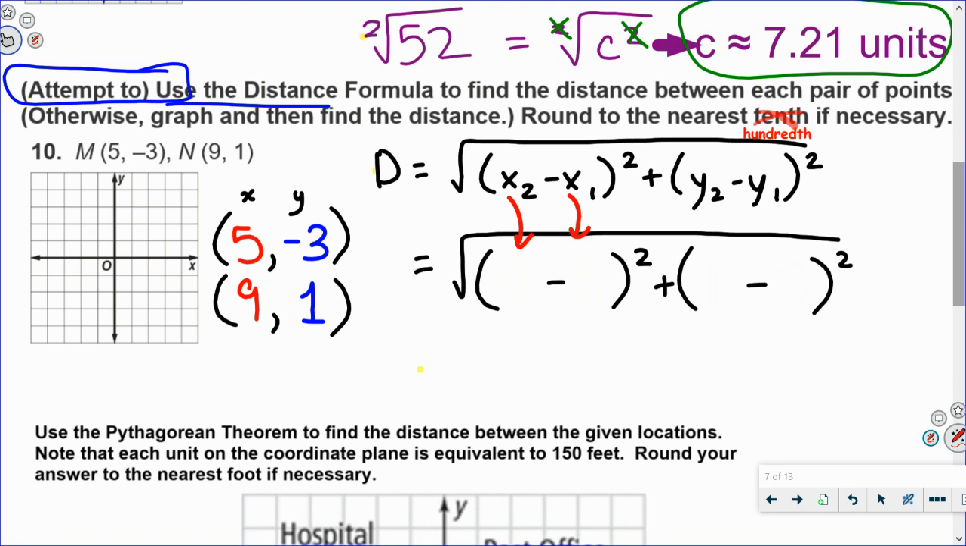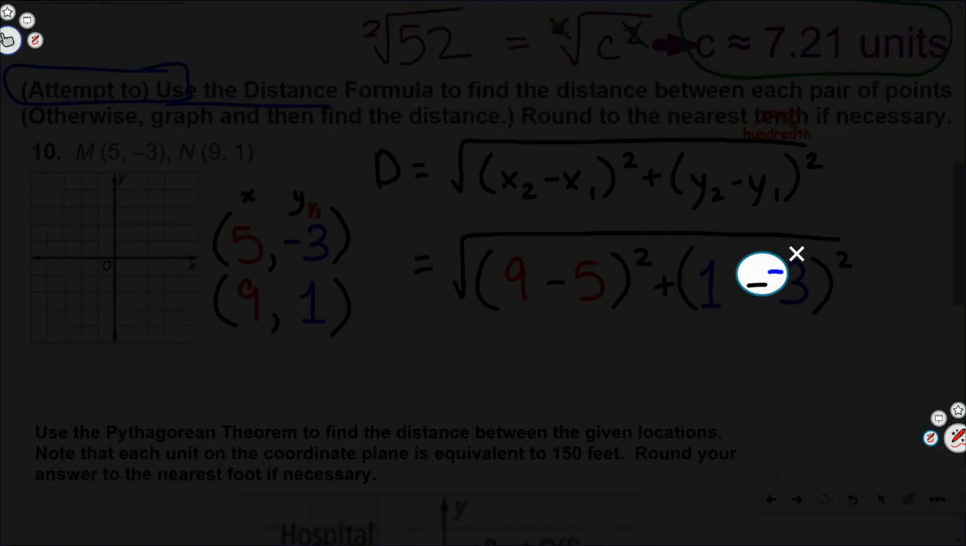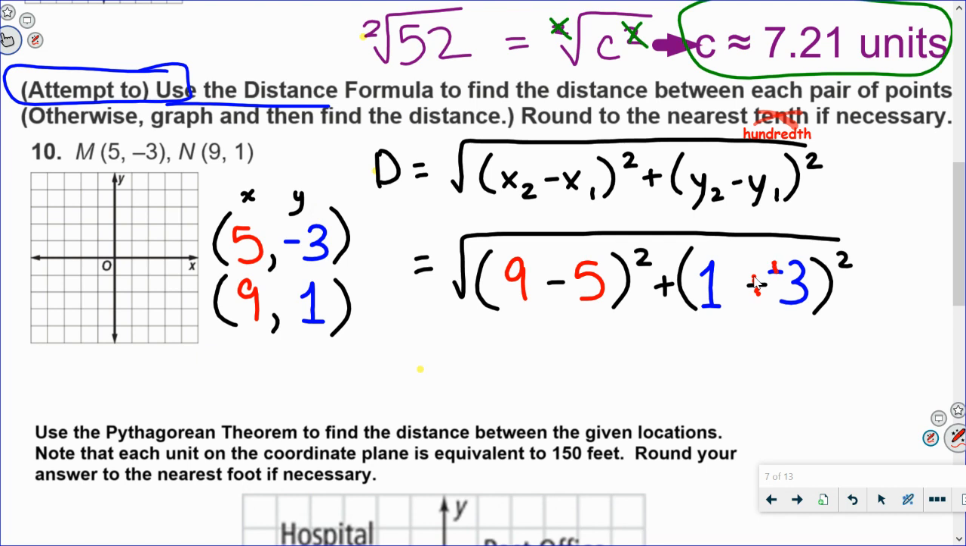If I line up the points 5, -3, and 9, 1, I can see that the second x value is 9 and the first x value is 5. So I'm going to subtract 9 minus 5. I can further see that the second y value is 1 and the first y value is -3. Now be careful because we are subtracting a -3. And of course, anytime you subtract a negative, you really are increasing, right? So weirdly enough, 9 minus 5 is 4 and 1 minus a -3 is 4. That almost never happens, folks, but it did here.